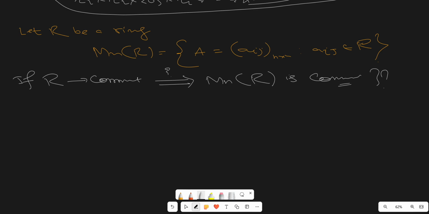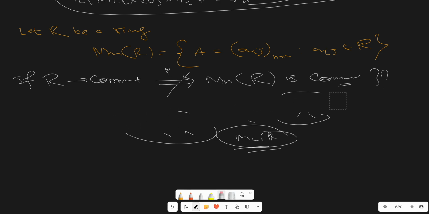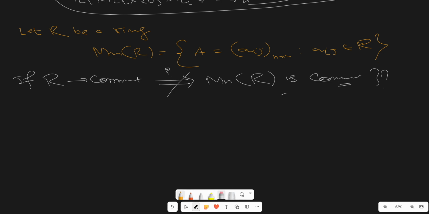This is a very easy question. It does not imply, right? Because R is commutative means the elements here are commutative with each other, but it does not mean that two matrices commute. Suppose you take R to be the usual real numbers, then Mn(R) is not a commutative ring. So it does not imply that Mn(R) is commutative.